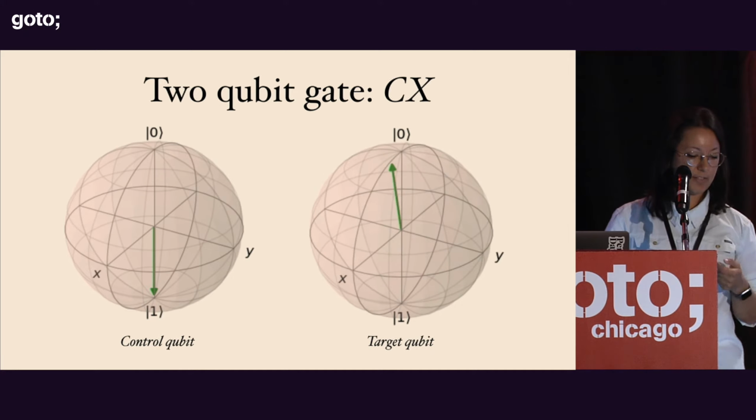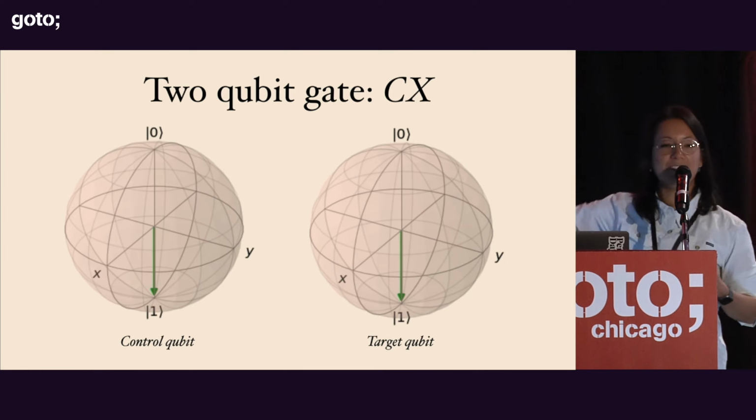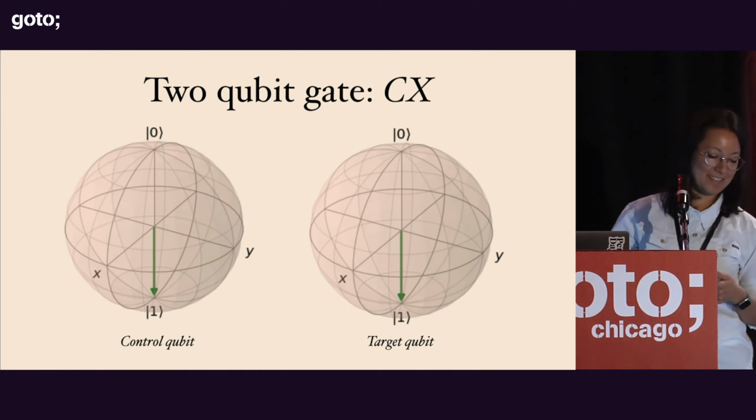I apologize, I have done a control Y actually in the animation, but you get the idea. It's just rotating around the 90-degree off axis.